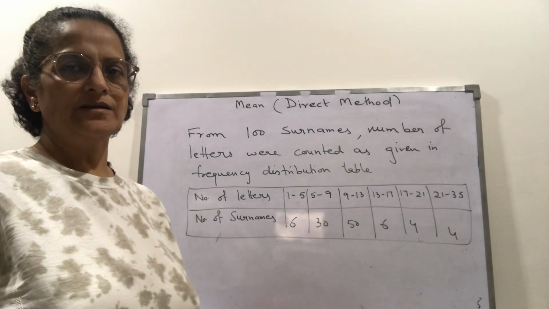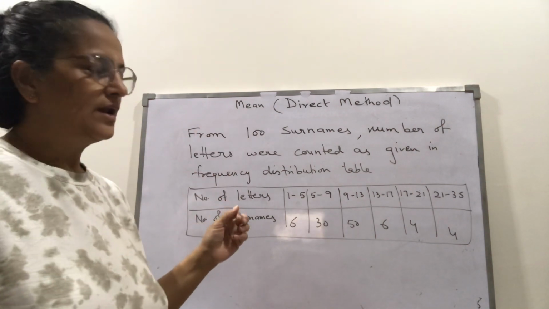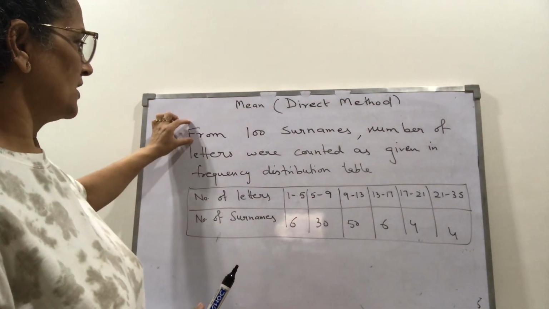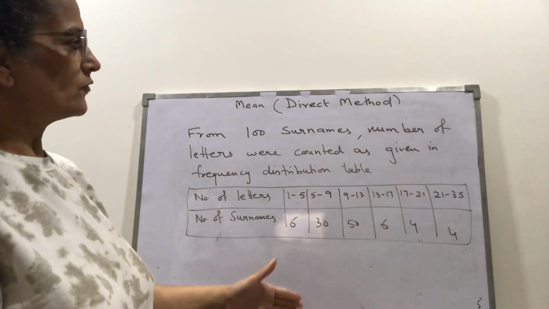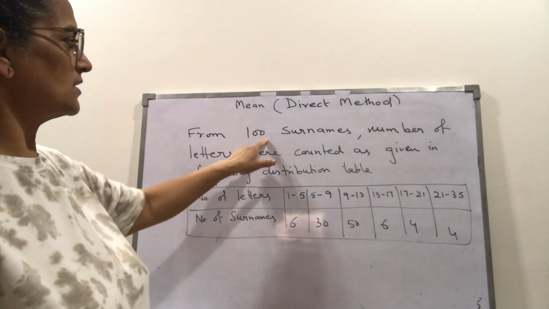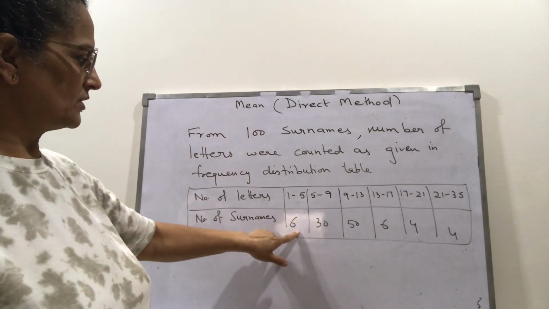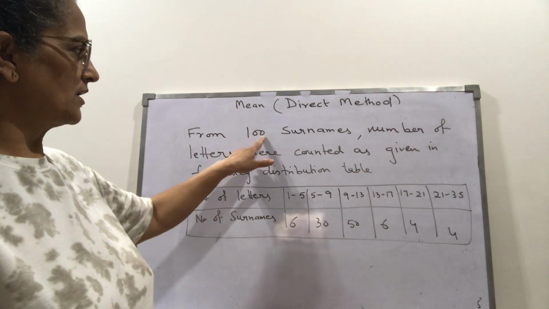We will understand the direct method for finding mean. Let's understand the question. They have given 100 surnames, taken from a list of surnames. This is the total frequency, the number of surnames. They have taken 100 surnames.